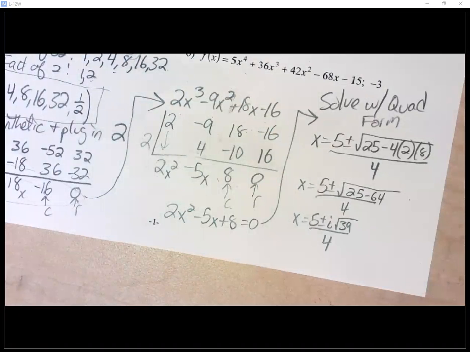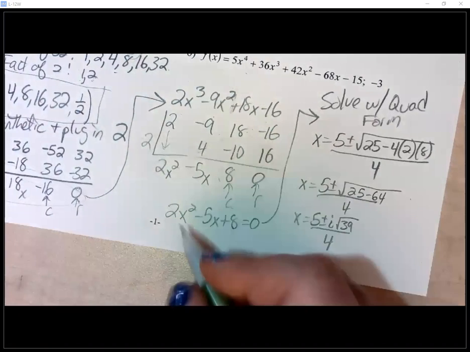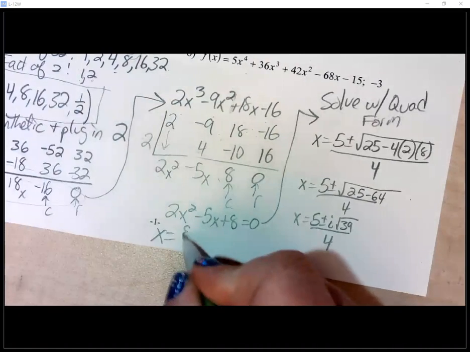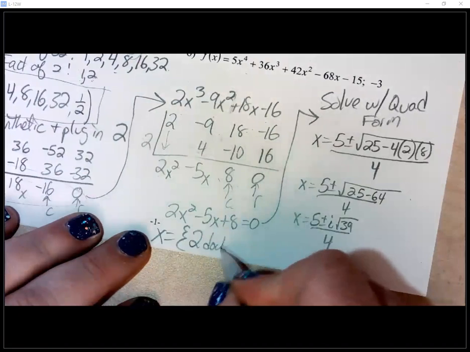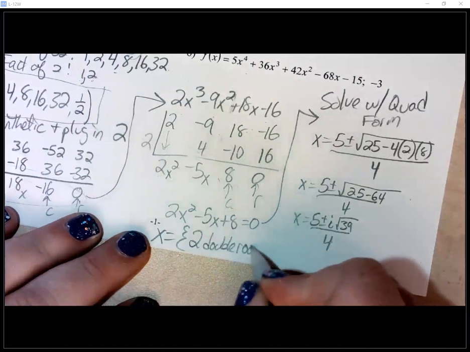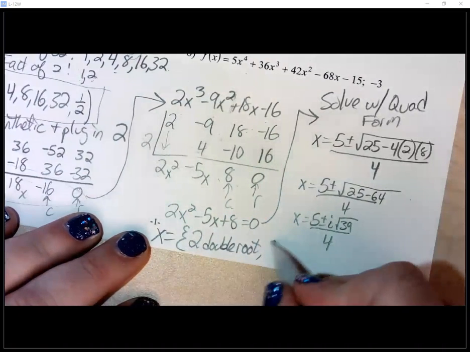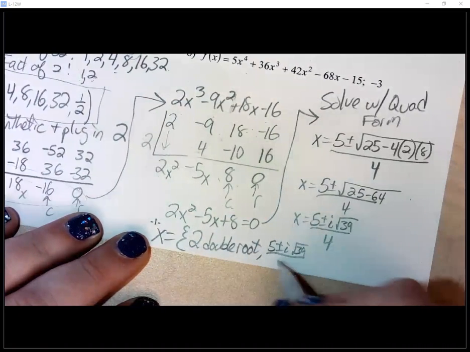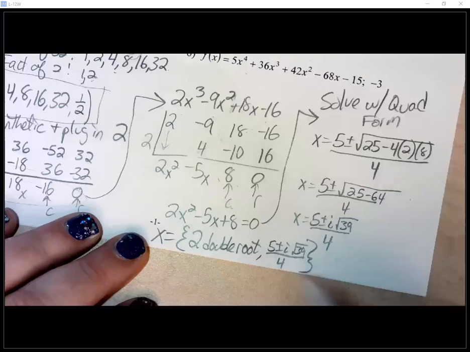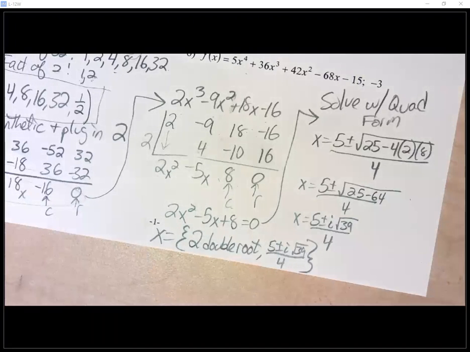I have my four answers now, friends. It might have been a long road to get there. So we got 2 as a double root. And then my remaining two are 5 plus or minus i root 39 over 4. Holy moly.